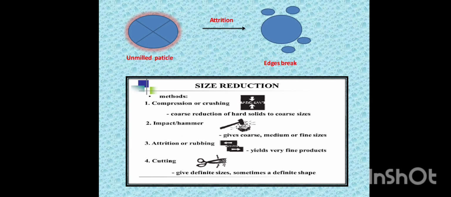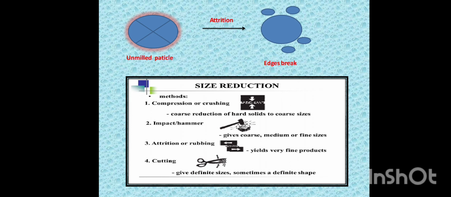These are the four mechanisms of size reduction. First is cutting. It takes place with the help of scissors, or sharp blades or nibs by using a mill, for example a cutter mill. It is useful for fibrous substances or waxy solids. Next mechanism is compression. Compression takes place with the help of both-sided or high pressure by crushing the particle between two rollers. For example, the roller mill is an example of compression or crushing.